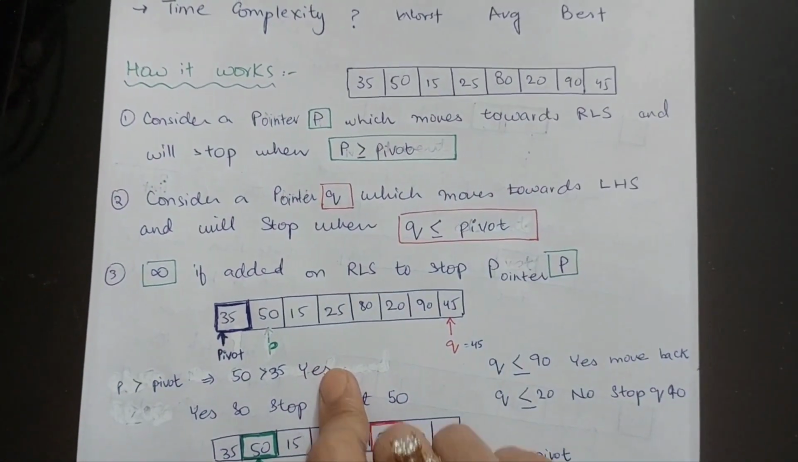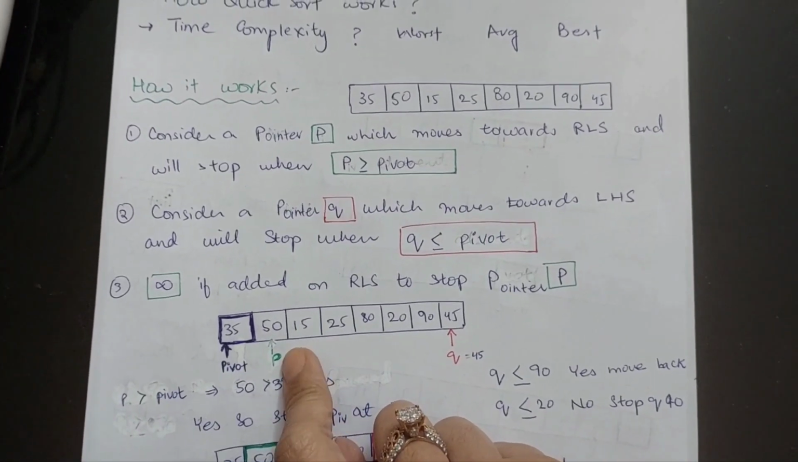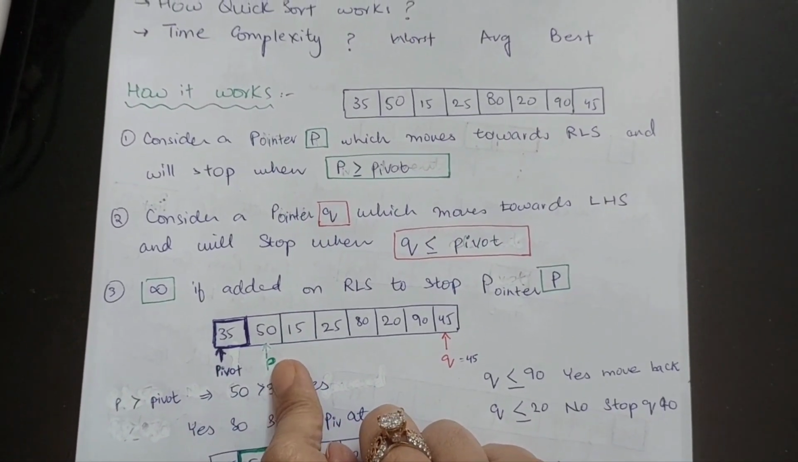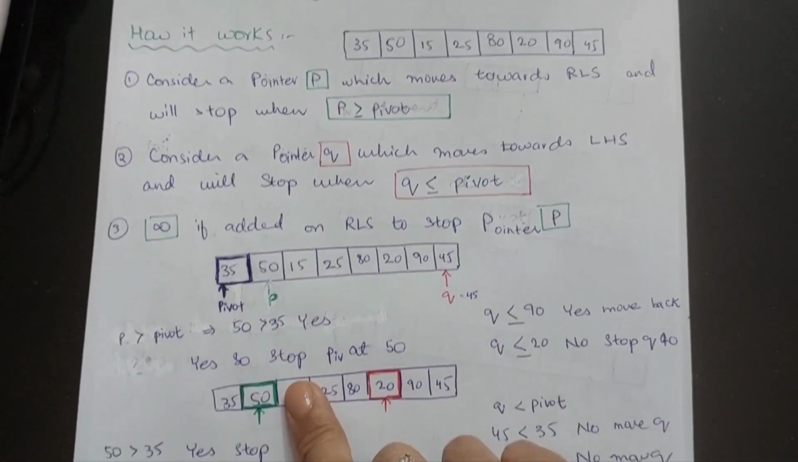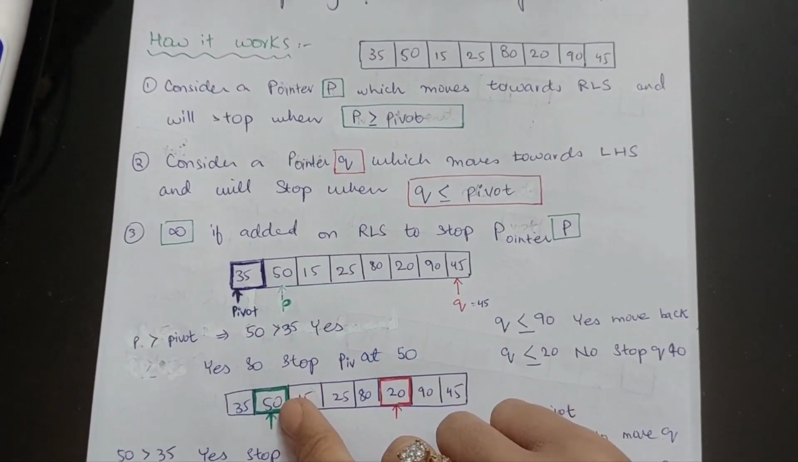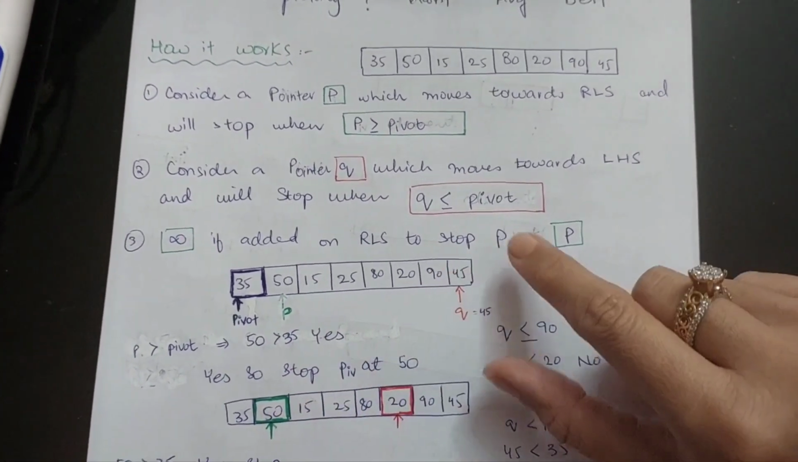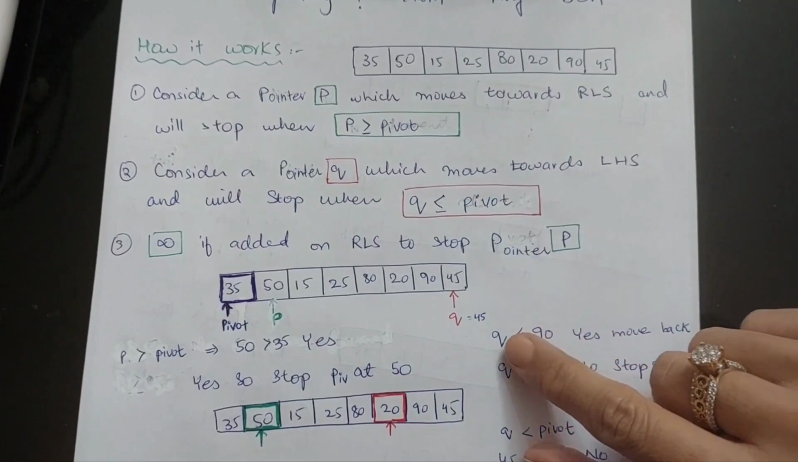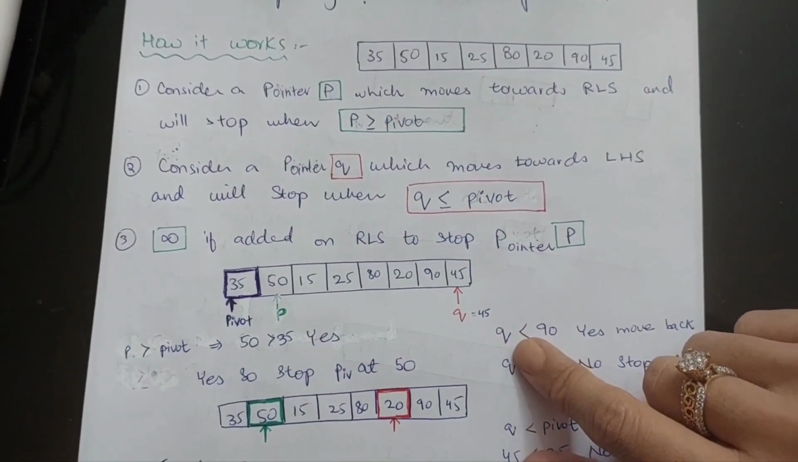So I will stop my pointer at 50. I will not move it any further. Okay, so the p pointer is stopped over here. Now let's come on to the q side. I will make the comparisons of q.